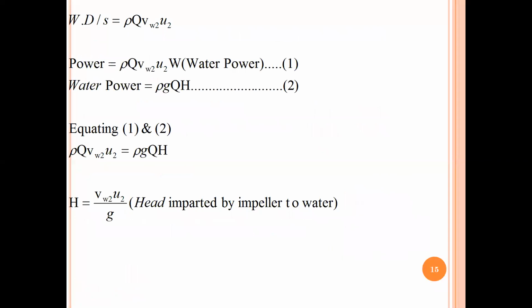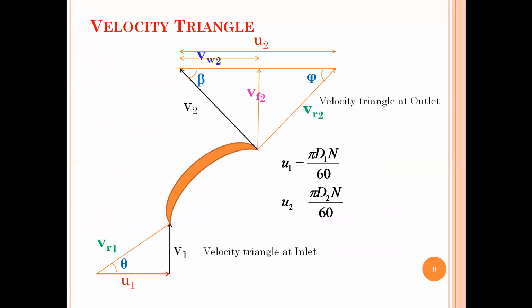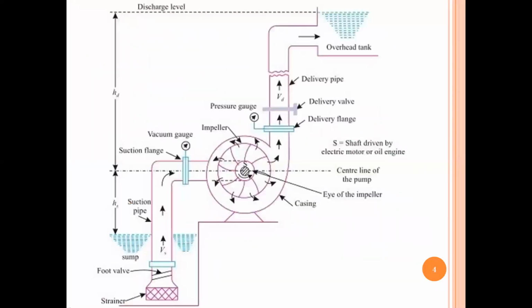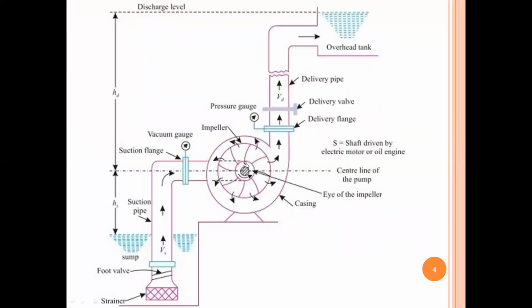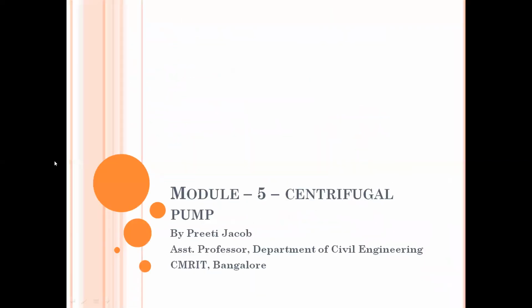If I see the diagram, so this is a diagram. The input is water power here at the impeller, and the output for manometric efficiency is the water power at the outlet. So the value of H changes in both the cases.